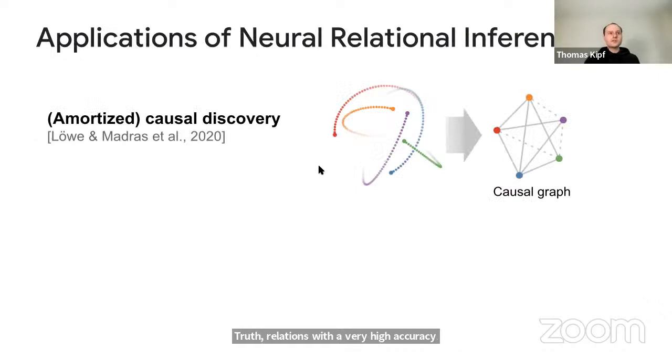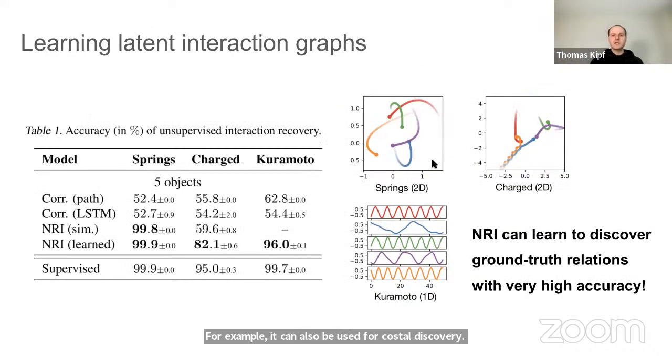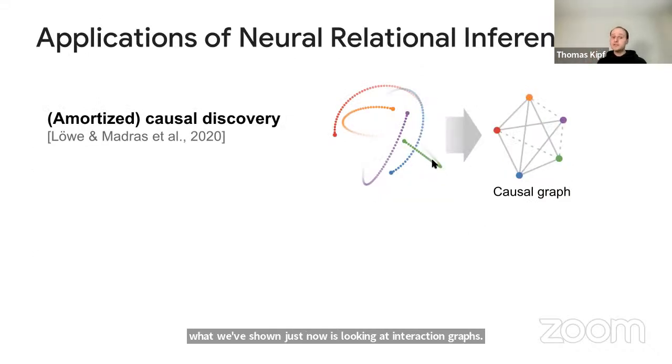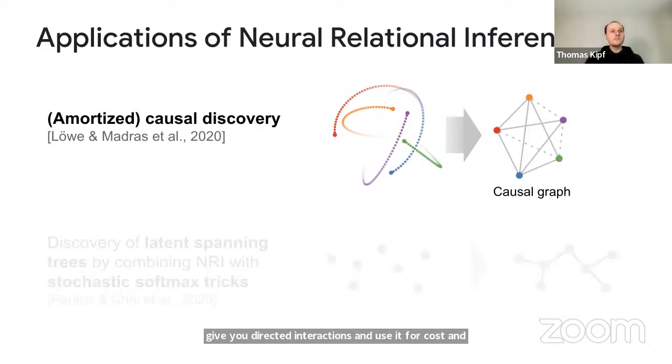And neural relational inference has since been applied to a range of other setups and domains. For example, it can also be used for causal discovery. So what we've shown just now is looking at interaction graphs, but if you look at the problem of causality, where you really want to figure out if one thing causes another thing, so it's more like a directed interaction, you can put additional constraints on this model to give you directed interactions and use it for causal discovery, which is really exciting.